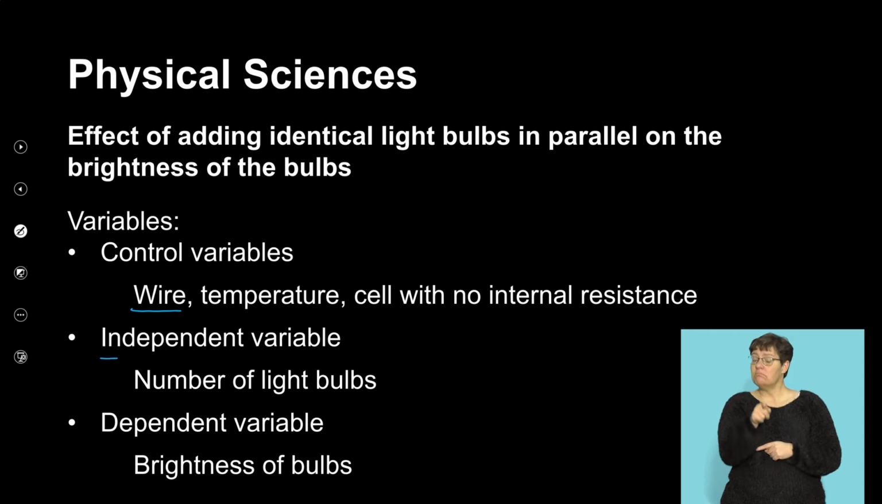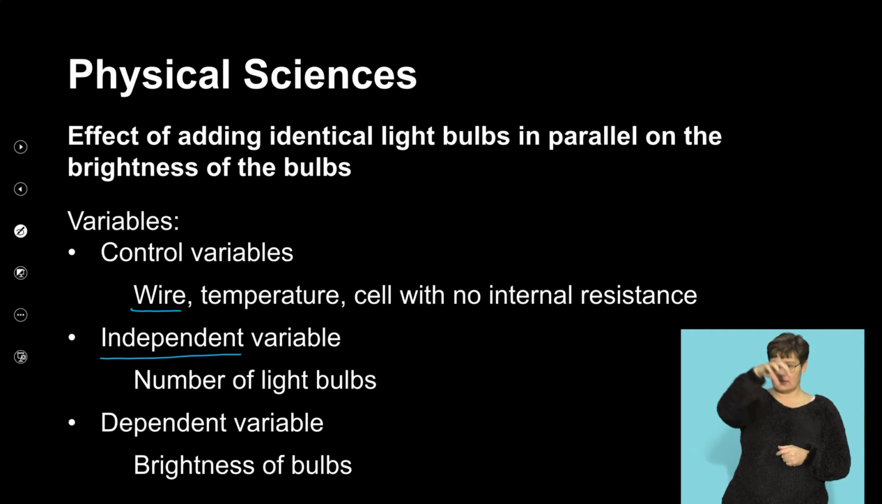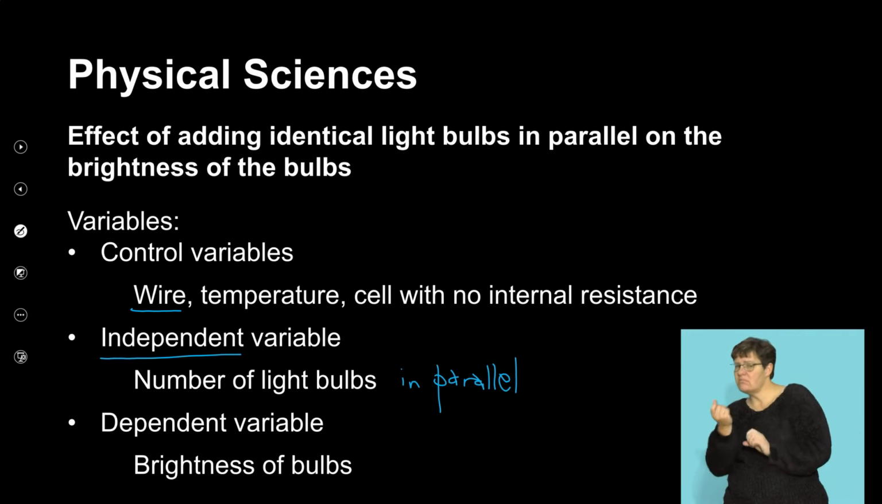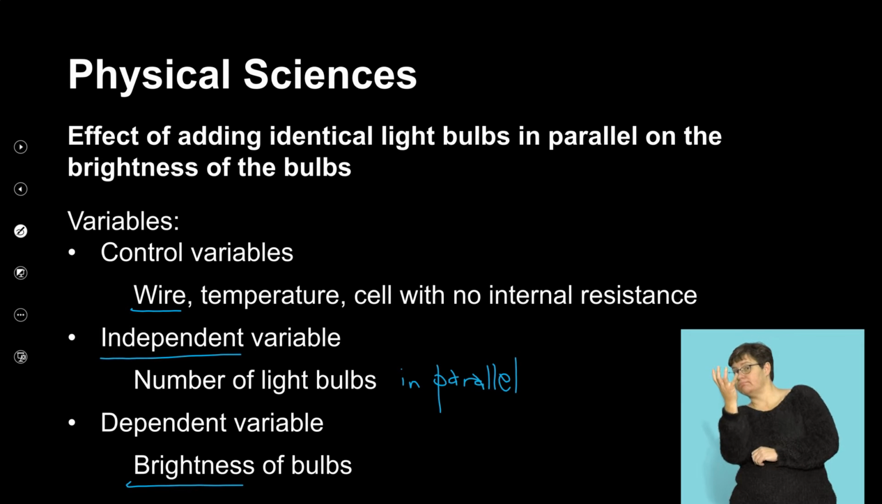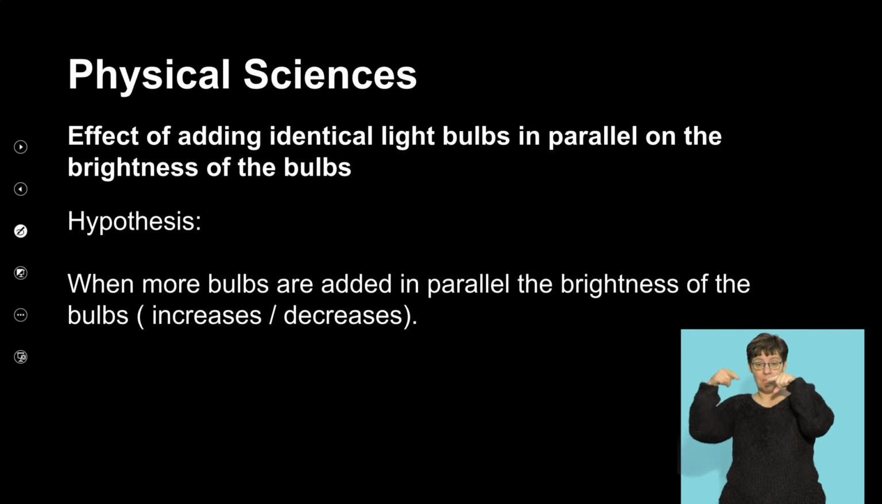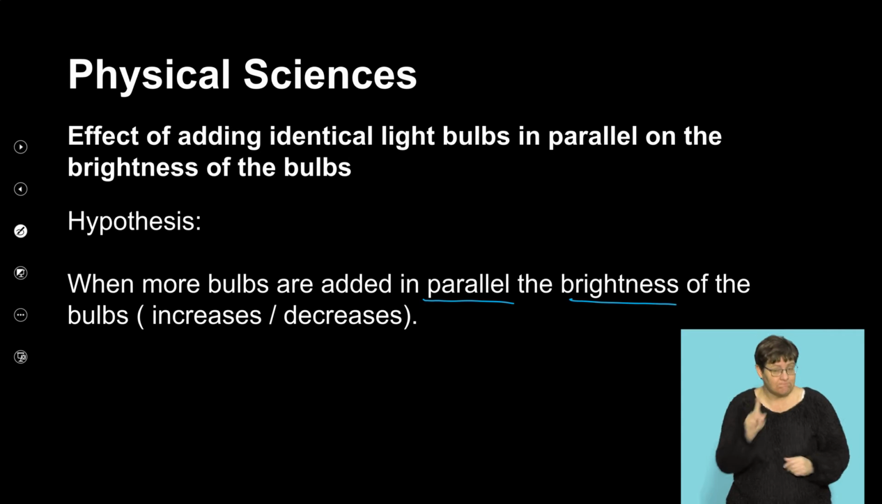So what we're going to change or manipulate is the number of light bulbs in parallel. This is the number of light bulbs that we'll connect in parallel, and we want to see how that affects the brightness of the light bulbs. So the hypothesis that we want to answer at the end of this demonstration is the following statement: when more bulbs are added in parallel, the brightness of the light bulbs either increases or decreases. We want to arrive at a solution for that.